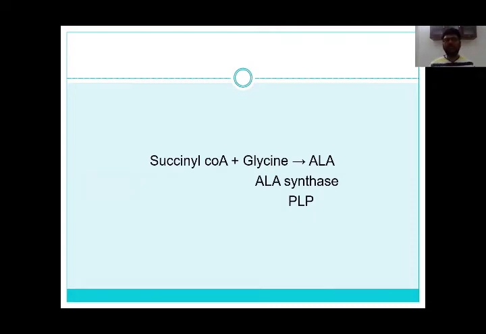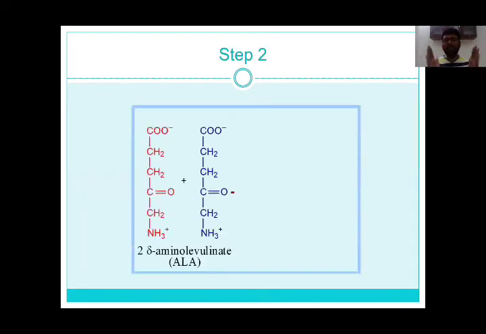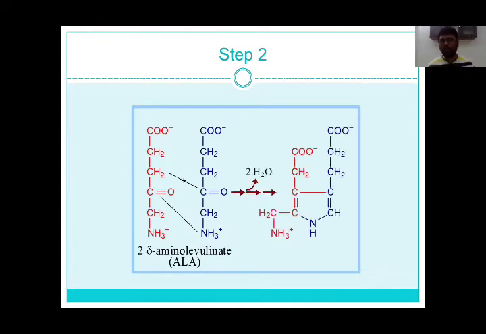In the next step, 2 ALA molecules will condense with each other. Usually this part and this part will react with each other to form a pyrrole ring. When these 2 groups react with each other, it involves a loss of water molecule to form a pyrrole ring with acetic acid and propionic acid side chain. This pyrrole ring with acetic acid and propionic acid side chain is called porphobilinogen. So this is the pyrrole ring formed from succinyl-CoA and glycine.